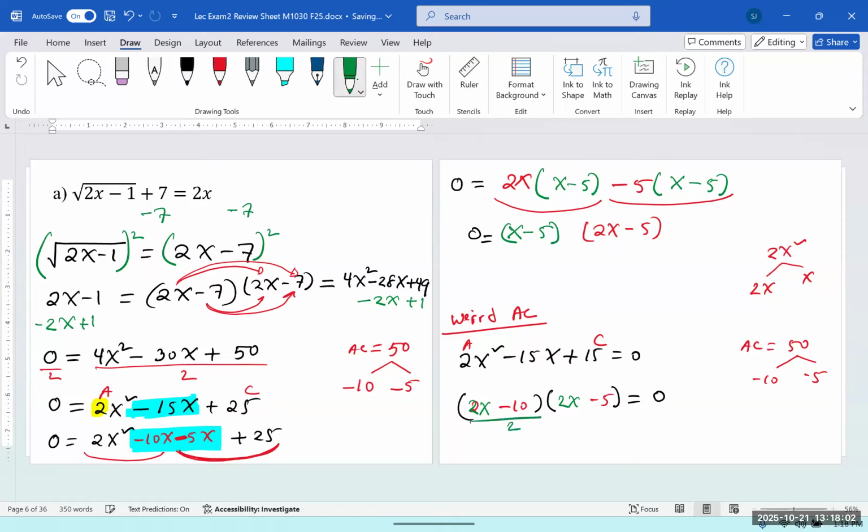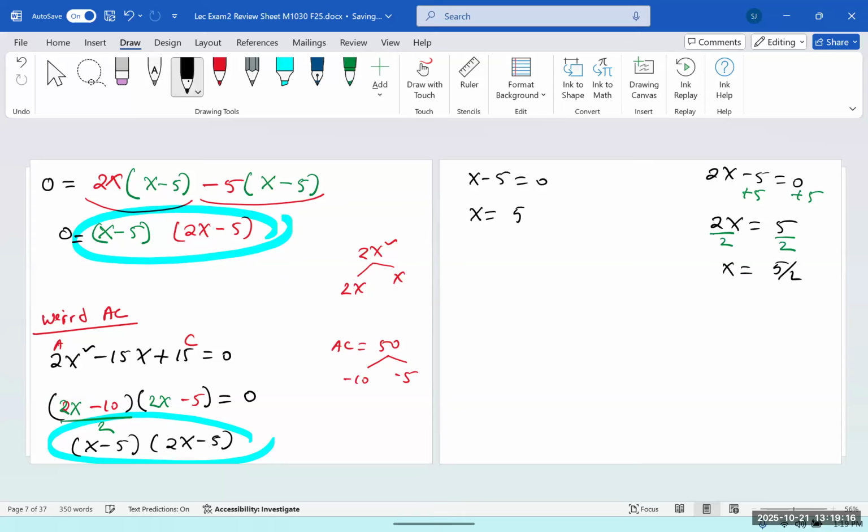If you can do it in one step, no problem. You can do it in 2 steps. You add 5. So 2x is 5, and then divide by 2. So x is 5 over 2. Do you accept both? We have to check. So 2x minus 1, 2x minus 7. 2x minus 1 should be 2x minus 7.